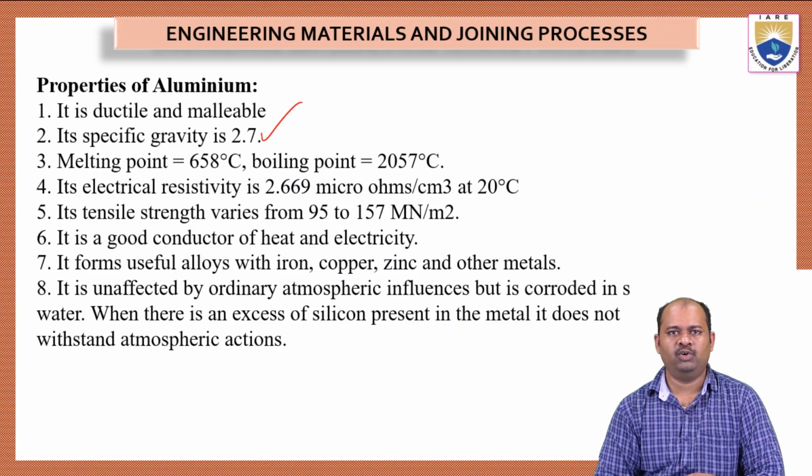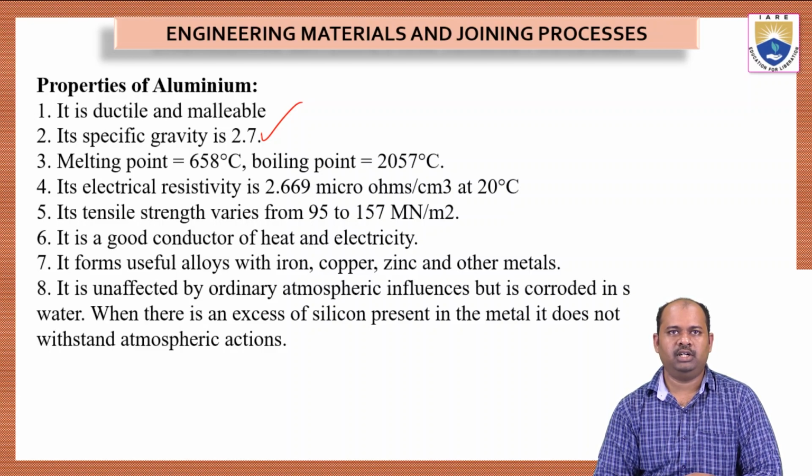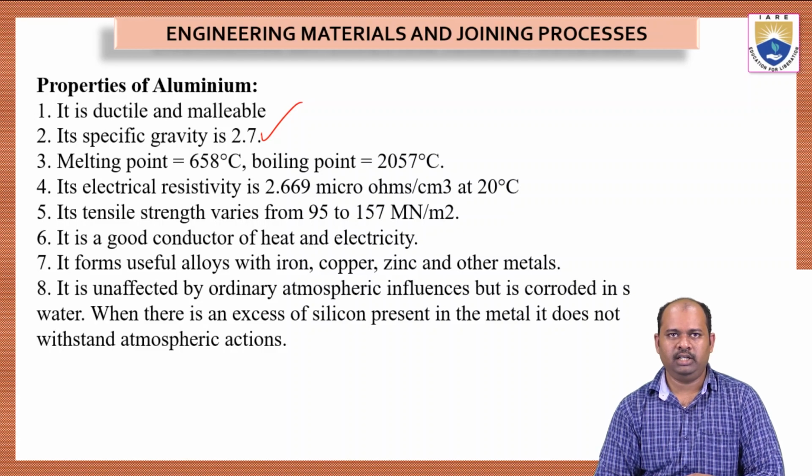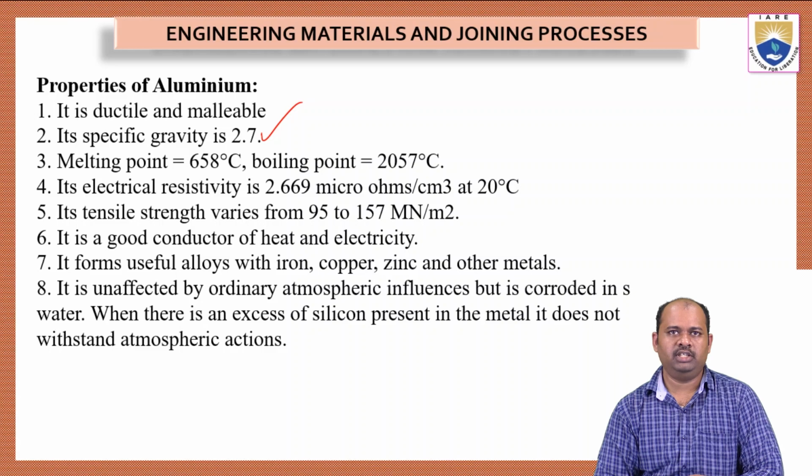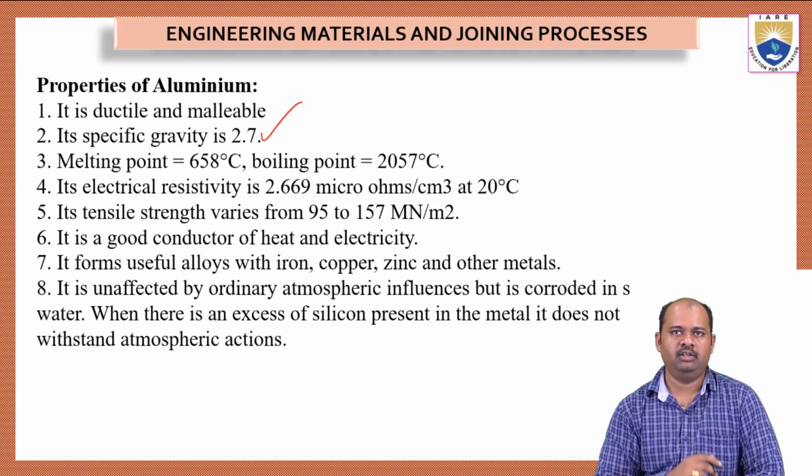Nowadays, most of the motorcycle engines are also made up of aluminum. We see the example of Royal Enfield, where the engine block is completely made up of aluminum only. The melting point of aluminum is 658 degrees centigrade and the boiling point is 2057 degrees centigrade. Its electrical resistivity is about 2.669 micro ohm centimeters at 20 degrees centigrade. Its tensile strength varies from 95 to 157 meganewtons per square meter.